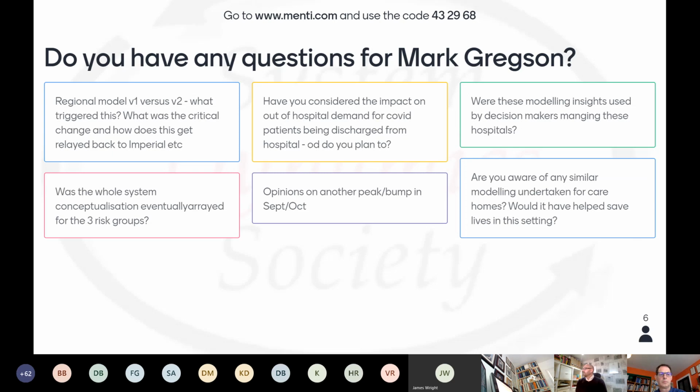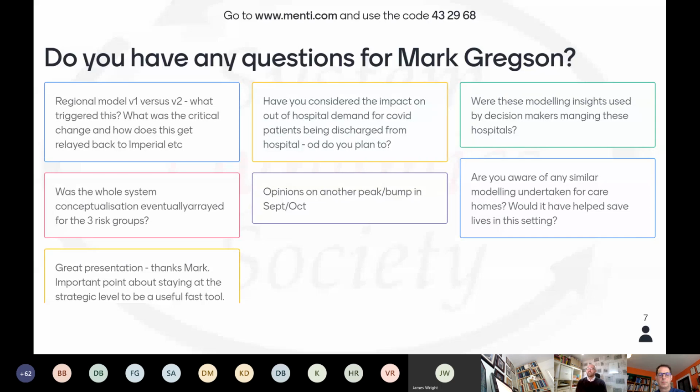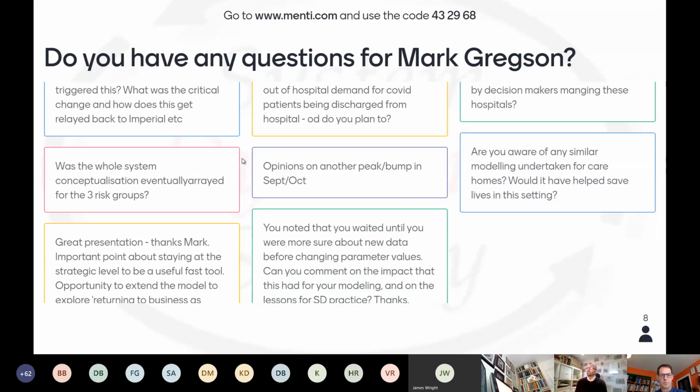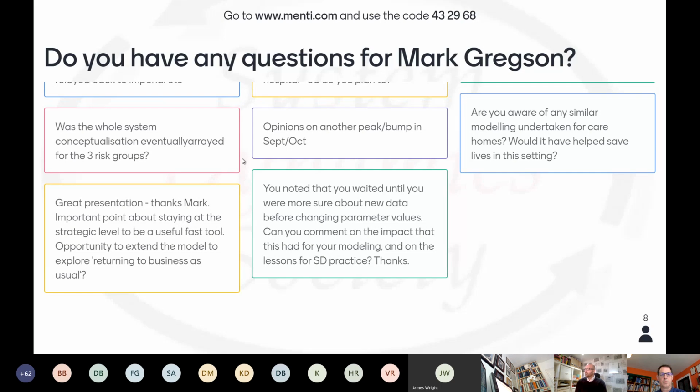Was the whole system conceptualization eventually arrayed for all 3 risk groups? Yes, the whole model is arrayed by risk groups. So you get the risk groups running right the way through, and even within the hospital, the assumptions on things like death rate, those that would go through critical care, those would be ventilated, all of those assumptions are different for each of the risk groups. The data on some of that, though, we are still getting through, and so yeah, we're still tweaking.